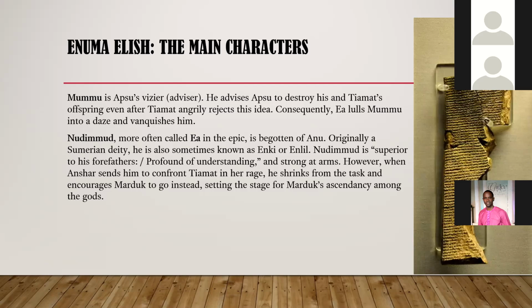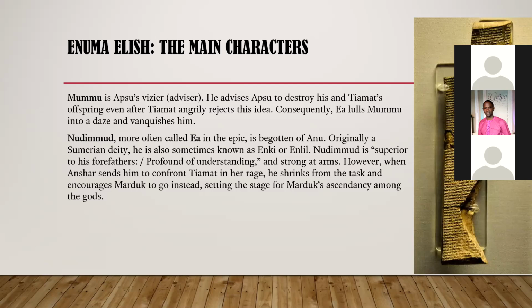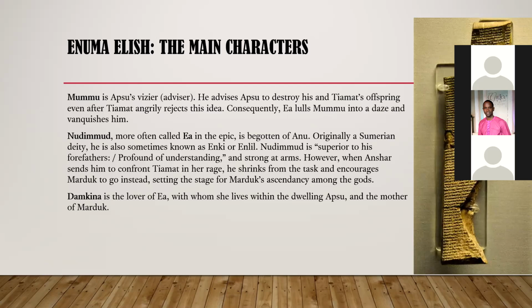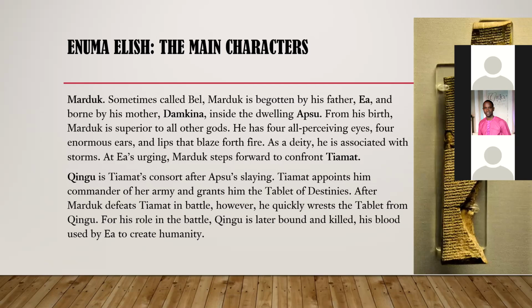So he's known also as Enki or Enlil. His name means superior of his forefathers, profound of understanding and strong of arms. However, when Anshar sends him to confront Tiamat in her rage, he shrinks from the task and encourages Marduk to go instead, setting the stage for Marduk's ascendancy among the gods. Yeah, so we'll speak about it later. And Damkina is the consort, lover of Ea, and the mother of Marduk. And Marduk, of course, is an important one, sometimes called Bel.